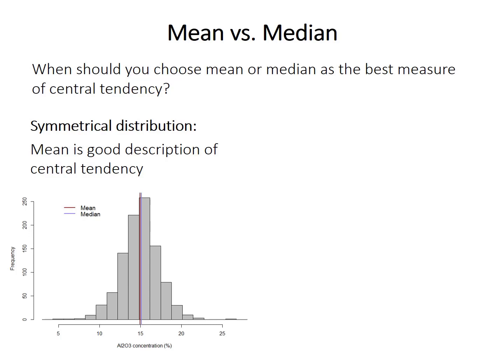If you have a symmetrical distribution with a peak in the middle and both sides are around the same size, the mean is the best measure of central tendency. It's the most precise, it uses the most information.